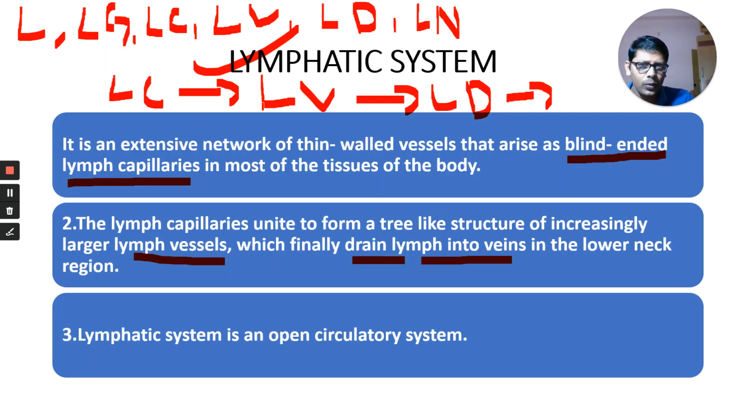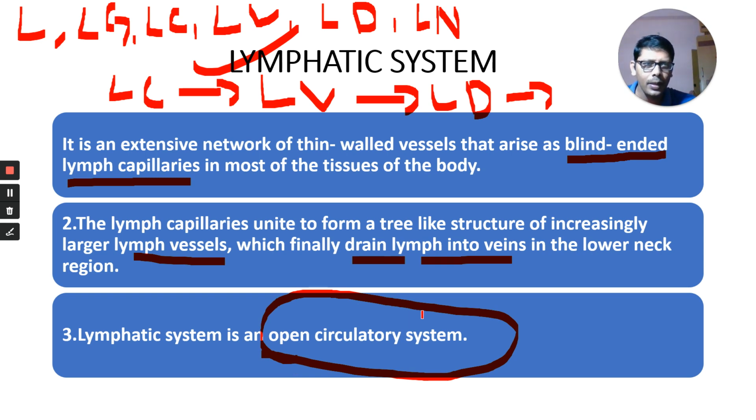Lymph capillaries unite to form lymph vessels, which finally drain lymph into the veins in the lower neck region. In the lower neck region, these lymph ducts release lymph into the blood. The lymphatic system is an open circulatory system.